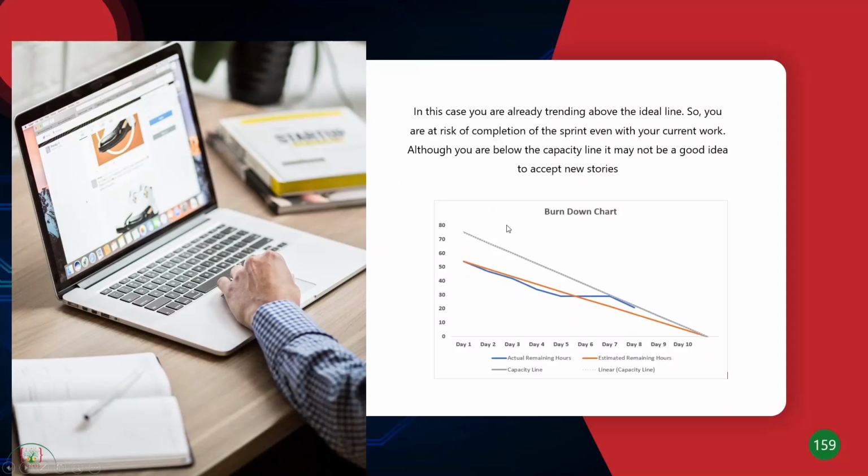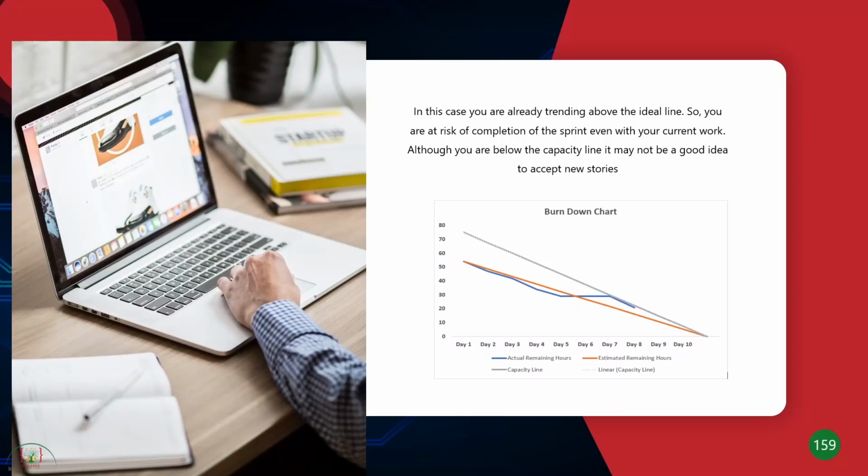In this particular case, again, I've drawn the capacity line here. If you look at the blue line, right, you're already trending above the ideal line. So even with the current scope, you are at a risk of not completing the sprint, right? So it's not a good idea to accept new user stories at this point. So if there's going to be scope creep, the Scrum Master can go talk to the product owner or the stakeholder and say, hey, look, this is my situation right now. I don't think the team is ready to take up any more stories.